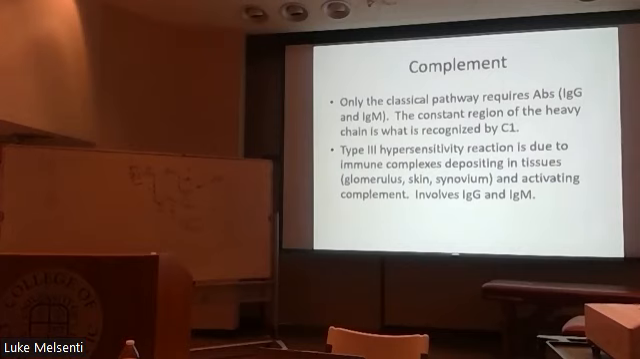So only the classical pathway requires antibodies, IgG or IgM. The constant region of the heavy chains is recognized by C1. Type 3 hypersensitivity reaction is due to immune complexes getting deposited in tissues, like the glomerulus, the skin, and the synovium, and it activates complement via IgG and IgM. So if the immune complex has IgG or IgM and it gets stuck in normal tissue, it's going to activate complement, and then you get damage from complement in normal tissue. You'll see this in lupus, and rheumatoid arthritis is another example of this.